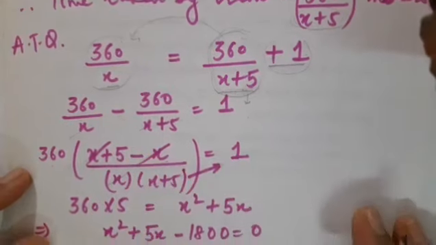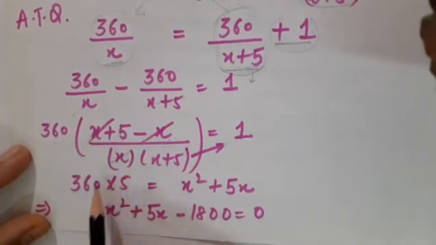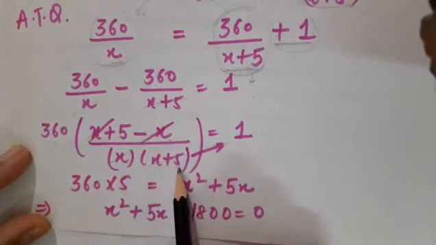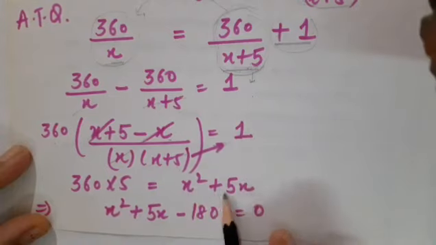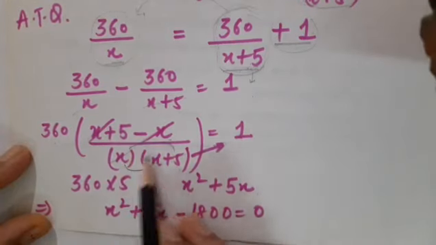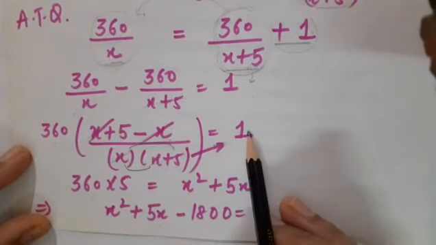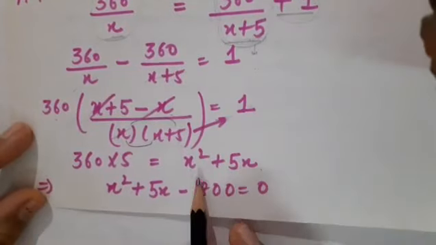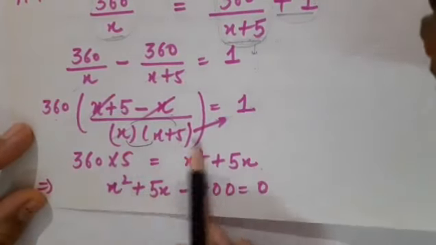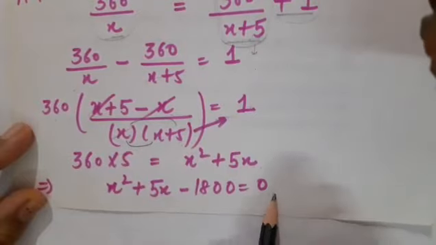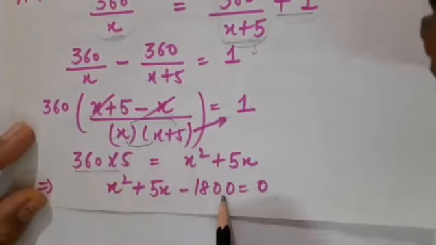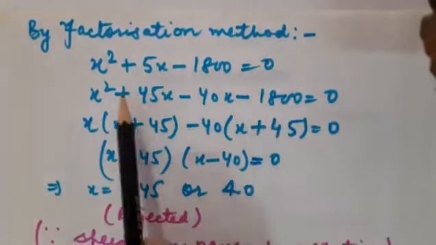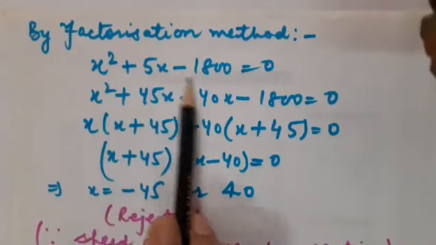Now while cross multiplying, children, I have got 360 into 5 on the left hand side. When I cross multiply x into x plus 5 by 1, I have got x square plus 5x. This is just the multiplication of these two expressions, but when I multiply it by 1, I have got the same. Correct? Now what is the required quadratic equation? That is x square plus 5x minus 1800 is equal to 0, because the product of 360 and 5 will be 1800. Correct, children? So now I am going to adopt the factorization method to find the roots of this quadratic equation.